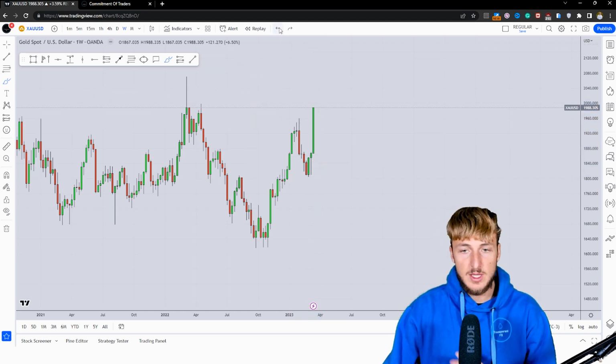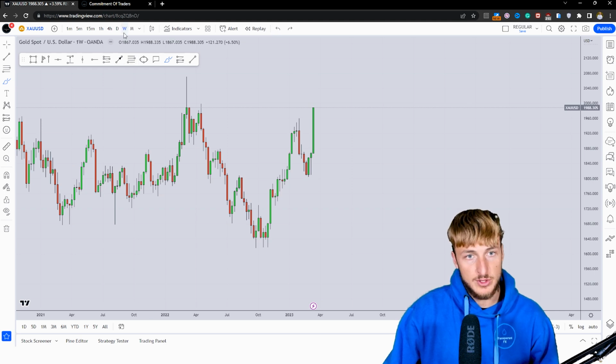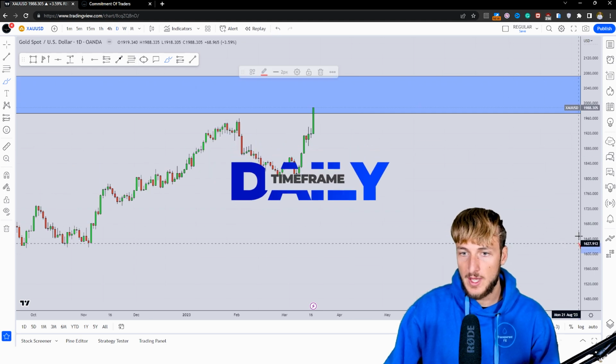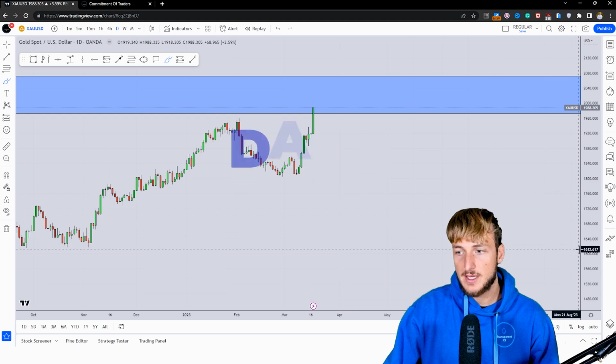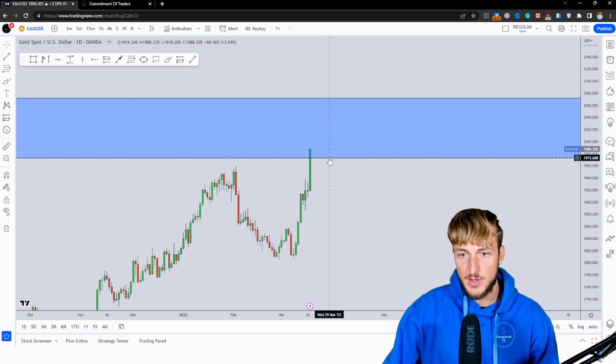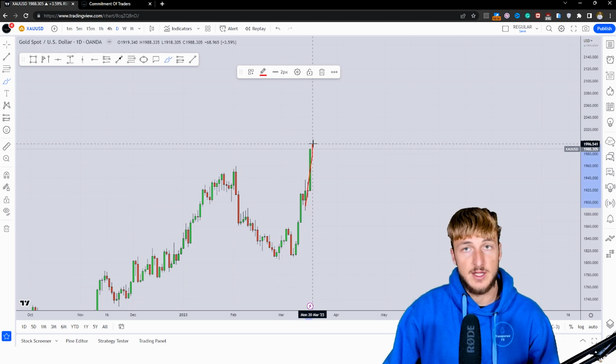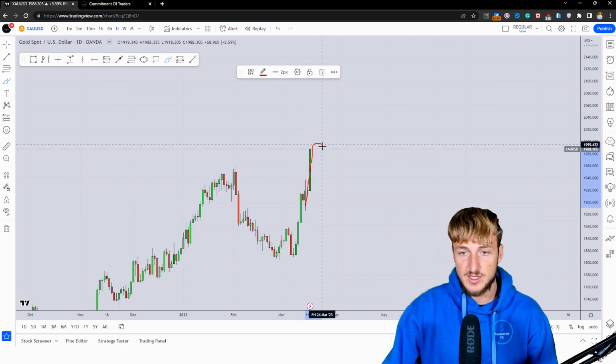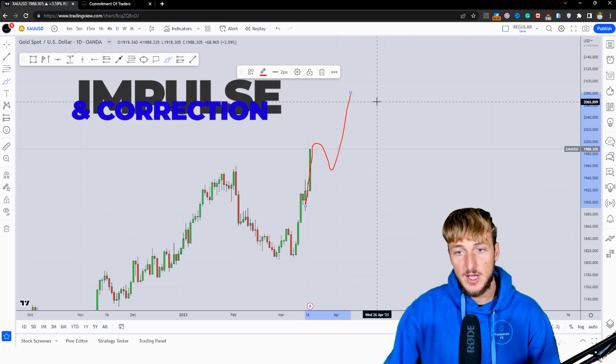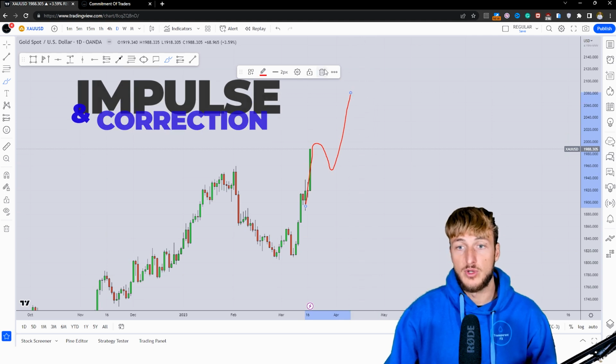So here on the weekly, everything looks very bullish. Dropping down on the daily, what do we have? Now, from a daily perspective, price action is quite clear. We have a market which is currently printing a very strong impulse to the upside. In general, after an impulse, what you would expect is a potential correction before then getting more bullish continuation.